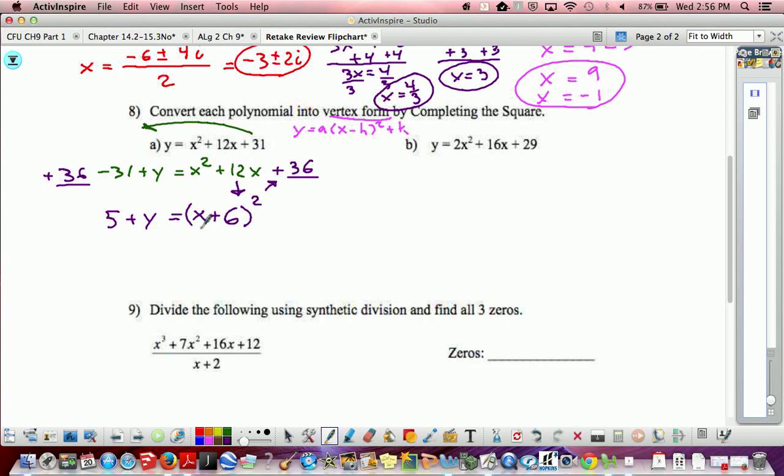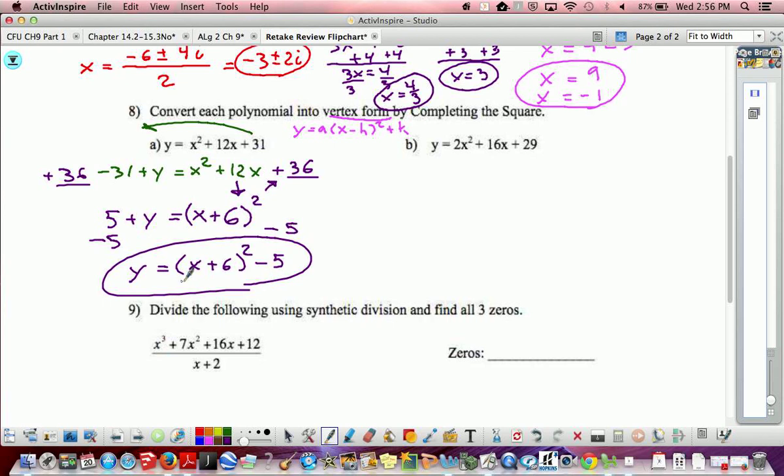Now you can see that you actually have right here the first part of your vertex form. All I have to do now is subtract the 5, y equals x plus 6 quantity squared minus 5. Look at that, it's in vertex form. Here's your h, which is negative 6. Your k is negative 5. Okay? And yes, it is a negative 6 because it's the opposite. All right.